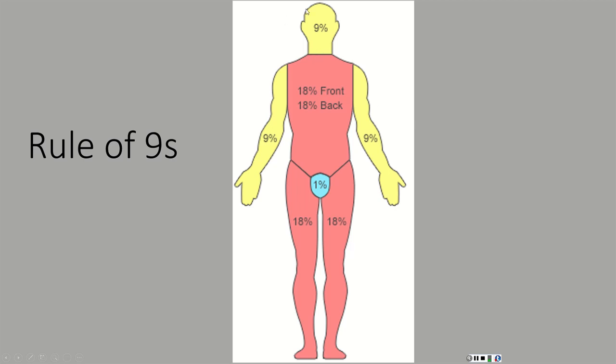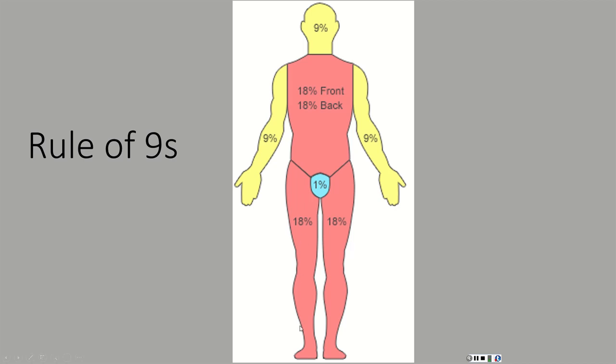The skin of the neck and head is about 9% of the body's skin. The skin of the right arm is about 9% of the body's skin. The skin of the left arm is about 9% of the body's skin. The skin of the front of the torso is about 18%. So you could think of 9% chest, 9% abdomen. Same thing on the back. The upper part of the back, 9%. The lower part of the back, 9%. So 18% on the back.